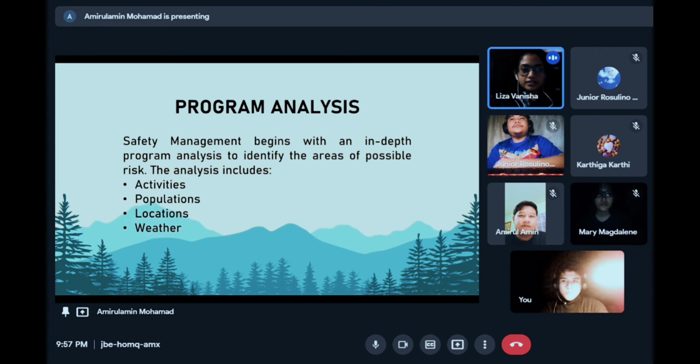So basically, safety management begins with an in-depth program analysis to identify the areas of possible risk. And there are a few analyses which include activities, populations, locations, and also the weather.